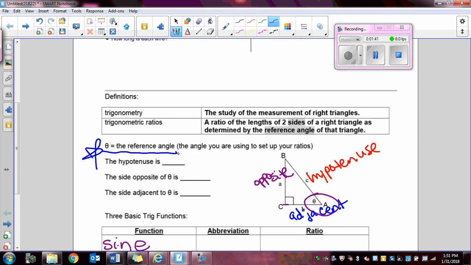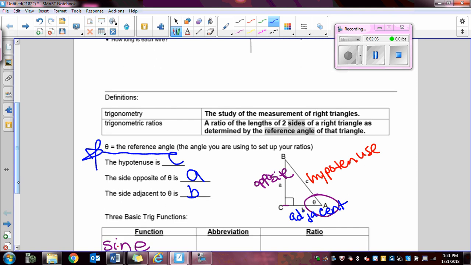So the hypotenuse is C. The side opposite of theta, the opposite side, is little a. And then the side adjacent, the one next to, adjacent means next to, is B. Do you guys see the B down here? It's opposite angle B. So the adjacent to A is B.